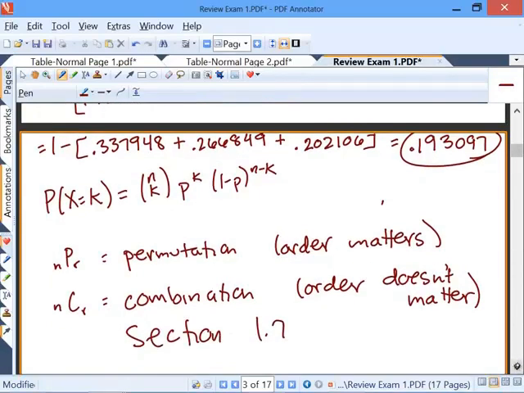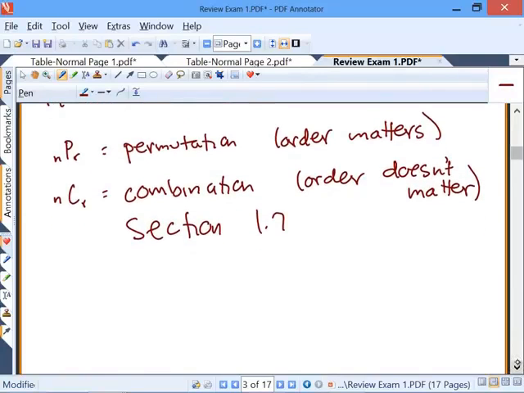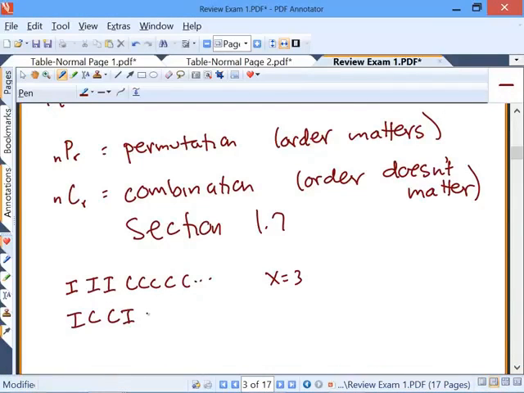If you feel like you need to review these, let's talk about what it means when we say order doesn't matter. Let's stick with the same problem. If I wanted to have 3 incorrectly placed chips out of my 18 chips, the first one could be incorrect, the second incorrect, the third incorrect, and the rest correct. That would give you 3 incorrectly placed chips. But I could also do incorrect, correct, correct, incorrect, correct, incorrect, and then all the rest correct. That would still give me x equals 3.